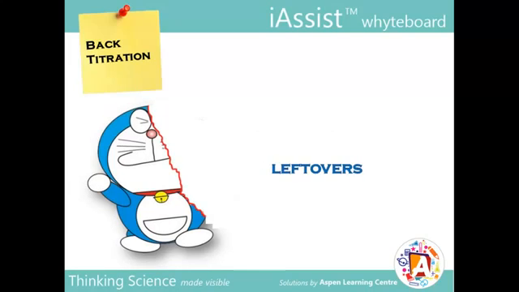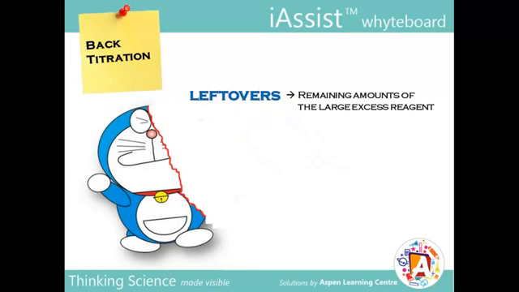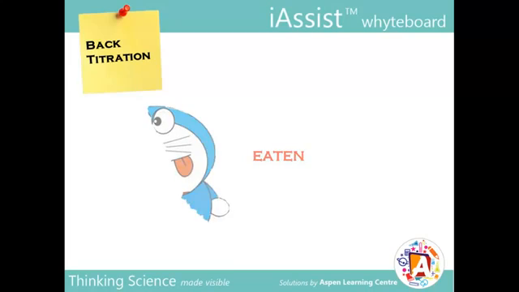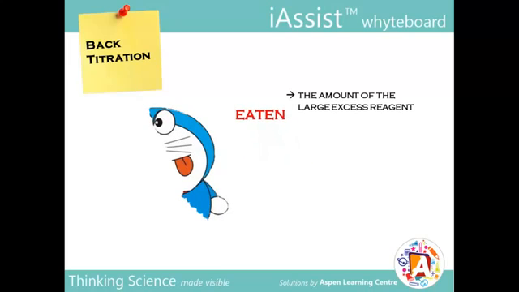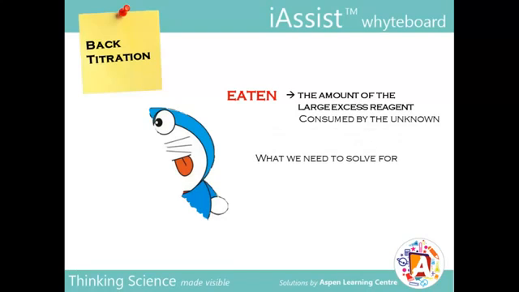Leftovers refers to what's left of the large excess reagent that is being used in the titration. Keep in mind that the titration is used to find this and not the unknown. Finally, the eaten portion therefore refers to the amount of the large excess reagent consumed by the unknown, which is eventually what we need to solve for in the question.